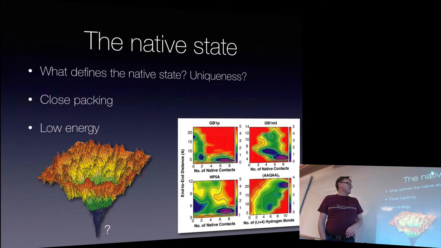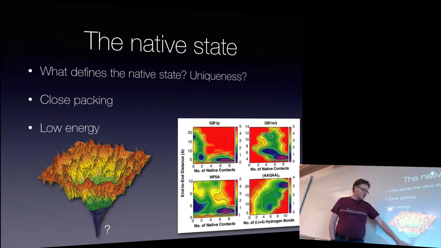So the native state, I would argue, is unique. It's unique in two ways. We have the biological function there. That's how we can measure and test that it's unique. And structure-wise, it's a very close packed state. It also has very low energy. It has both low energy and low free energy.